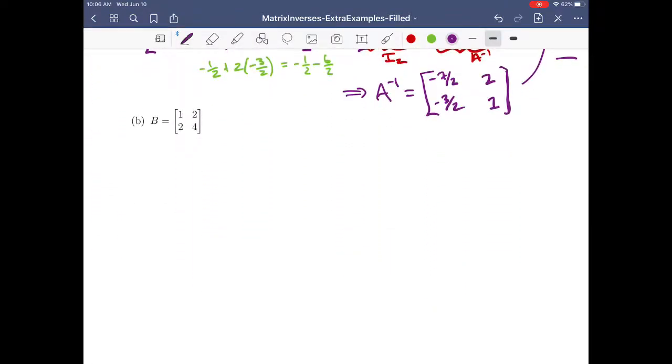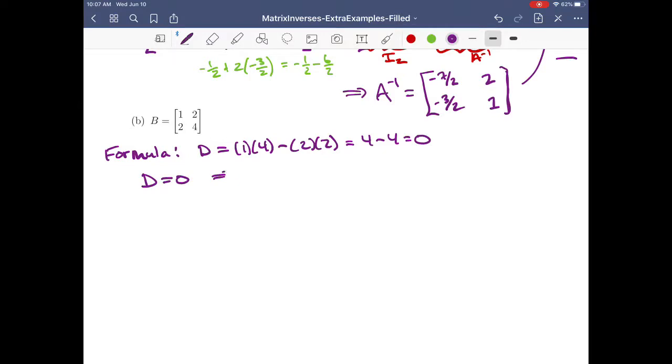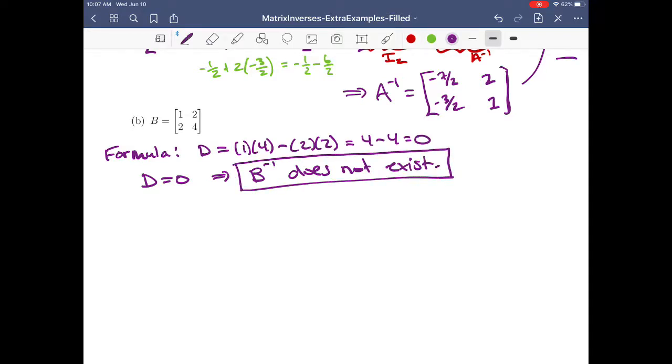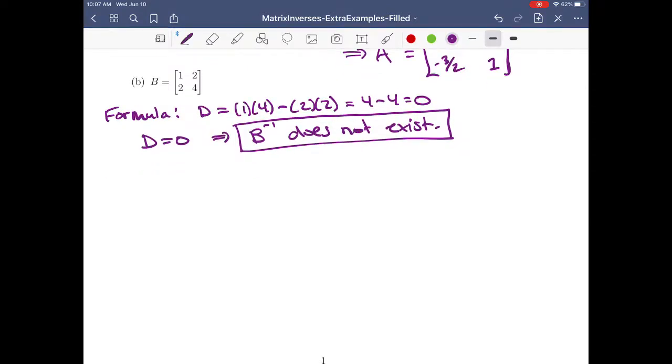Again, if we use the formula, I start by computing D. It's going to be 1 times 4 minus 2 times 2, which is going to be 4 minus 4, or 0. D cannot be 0, so D equals 0 means that B inverse does not exist, because in the formula I'd have to divide by D, which I cannot do when it's 0. If we're using the Gauss-Jordan method, what would we see in order to know it didn't exist?